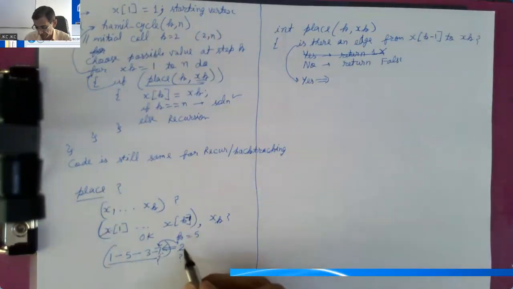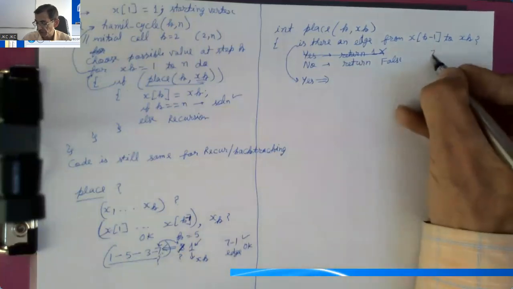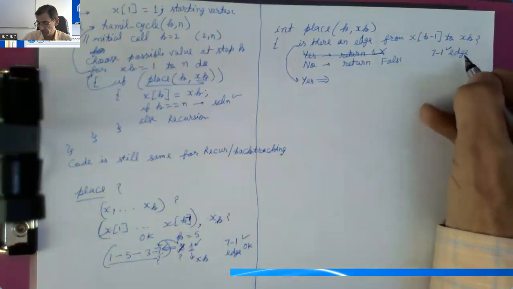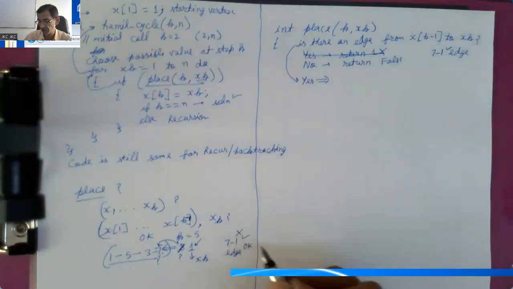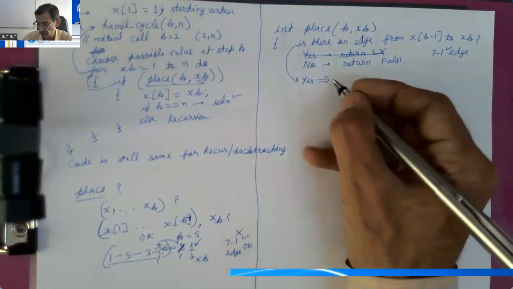Probably I might be repeating the vertex number. Say vertex 1 I am trying here. Current xk is 1, 3 or vertex 7, 1 edge exists. So 7, 1 edge is still okay, but 1 is not the correct vertex to be attempted because 1 is already traversed. That is also a condition in Hamiltonian cycle.